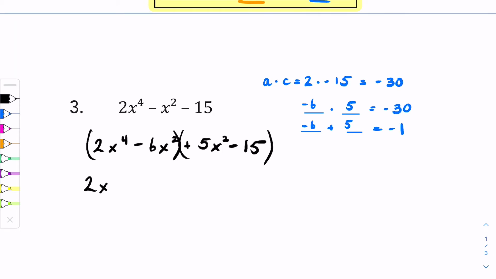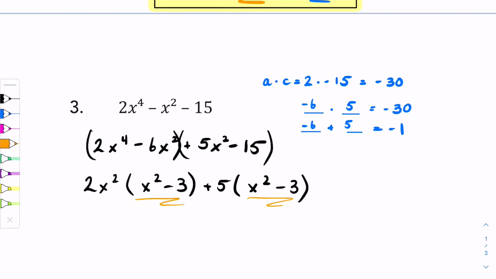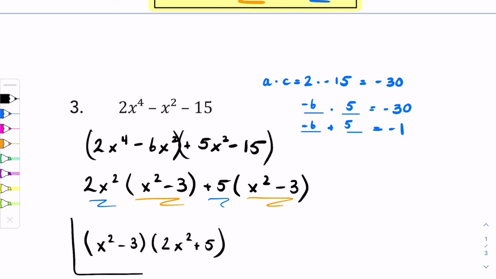GCF of the first group is 2x squared. Left over is x squared minus 3. GCF of the second group is positive 5. Left over is x squared minus 3. Common factor, greatest common factor. X squared minus 3 multiplied by 2x squared plus 5. This is your factored answer.